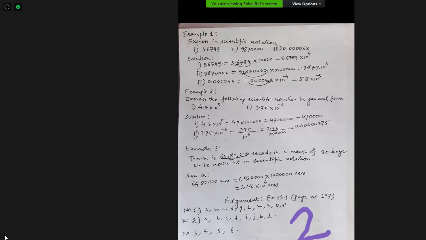Express in scientific notation. Here is number 1: 56789. Number 2: 9870000. And third number: 0.000058. Look at how to write these numbers in scientific notation. Solution: look at number 1, 56789. You have to write in the form a into 10 to the power n.